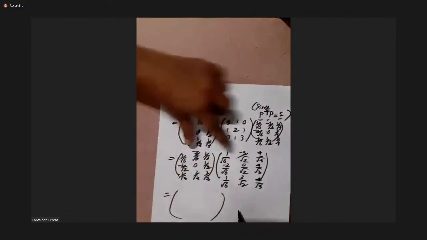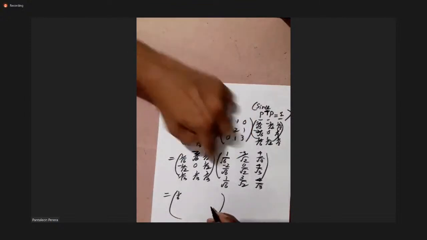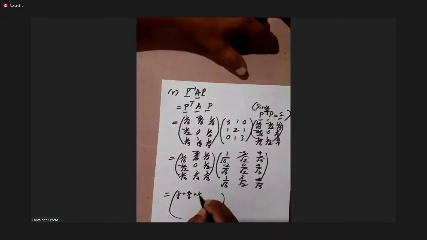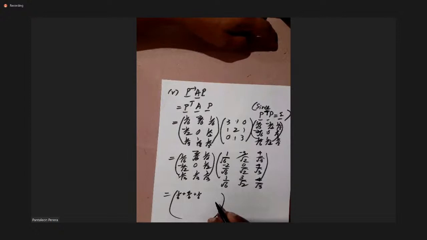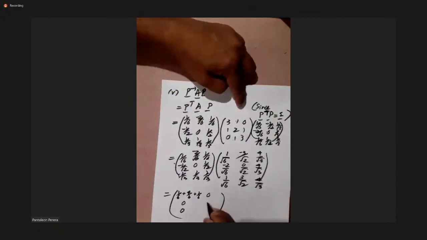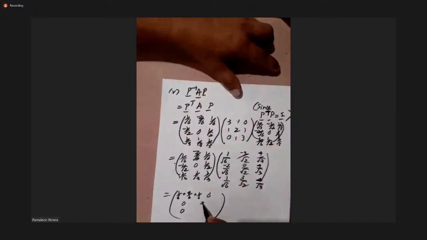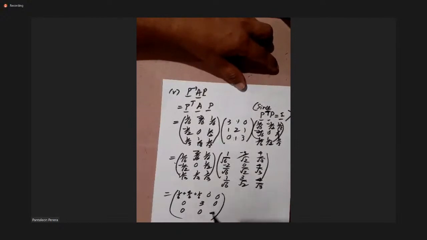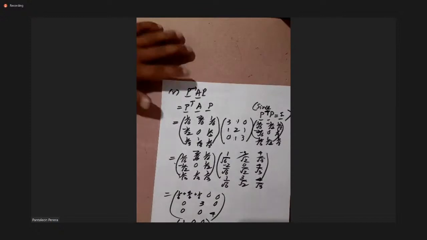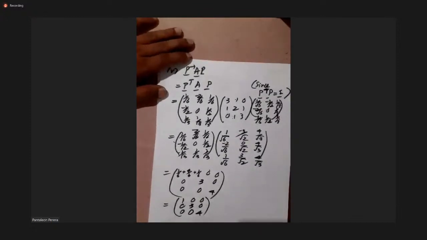Now, when you multiply these things, you get 1/6, 4/6, 1/6. Okay. Now, next time, when you multiply these two, you get 0, 0, 0. Here you have, I'll write the answer, 3. You verify it, you get this one. You multiply it like this.